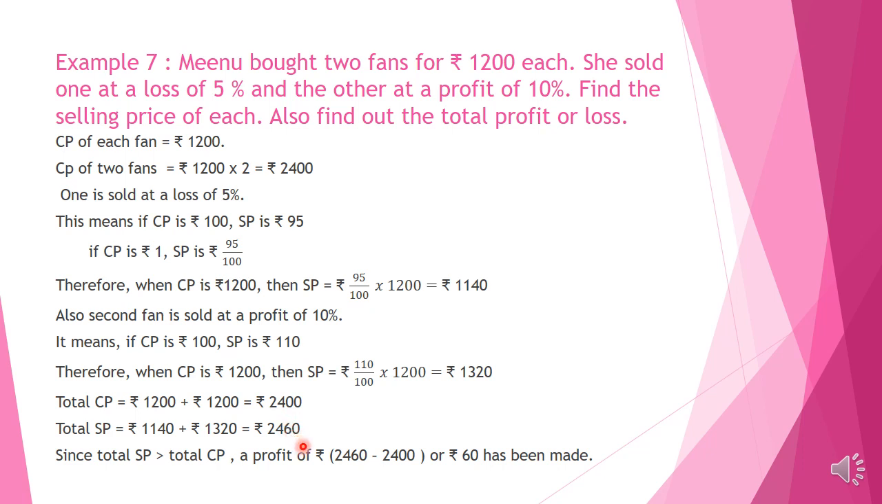Here, subtracting, you get 60 rupees. Okay, so here we find out the total profit or loss. Percentage is not asked, only the amount is asked. So the profit amount is rupees 60. Okay children.